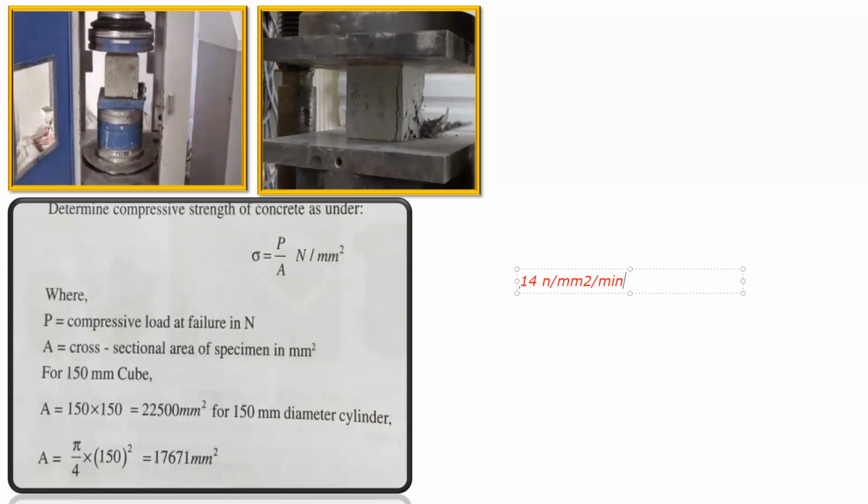We know the size of the cube is 150 by 150 by 150. Based on that, we have to find the area. So area comes out to be 22500 mm square for 150 mm. And if you are going for a cylinder, since it is a cylinder in shape, we have to use the formula for area, pi by 4 into d square, where the diameter of my cylinder is 150 mm. So try to do this, right? But for our calculation, we have taken a cube, so we'll be taking this particular value of 22500 mm square for the calculation.